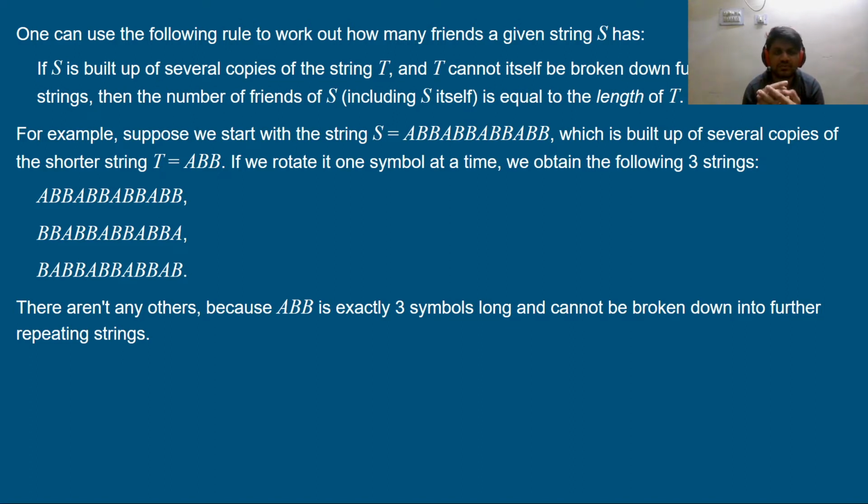If we rotate it one symbol at a time, we obtain the following three strings. There are not any others because ABB is exactly three symbols long and cannot be broken down into further repeating strings.